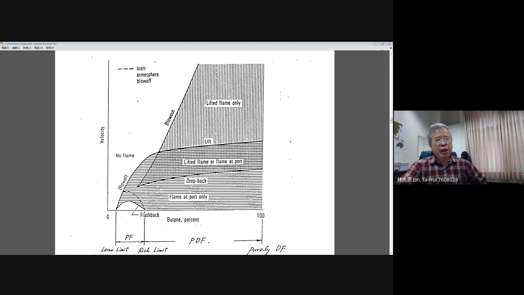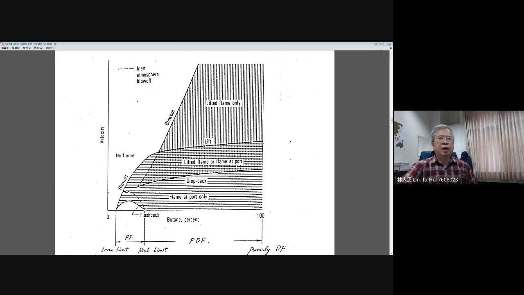Then you can see, as you increase the flow velocity along a vertical line, the flame height increases continuously, almost linearly. At a certain point, fluctuations start at the top of the diffusion flame, and those fluctuations propagate from the top to the base of the diffusion flame. Finally the flame base cannot stabilize on the port, and the flame lifts off. Then we reach the boundary of the so-called lift-off. Okay, this is a lift-off.